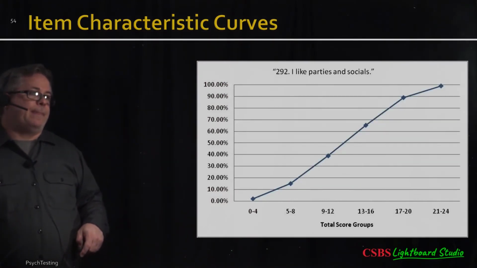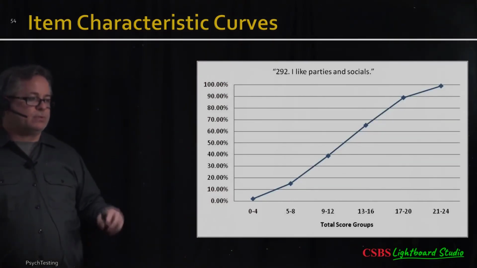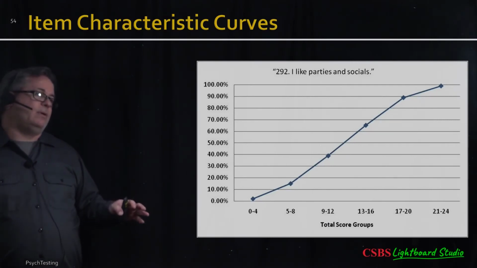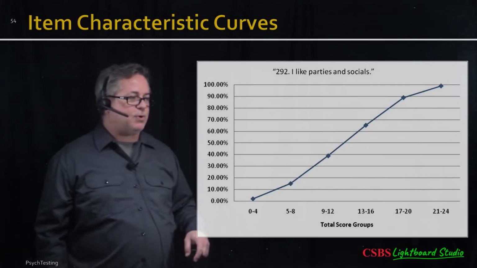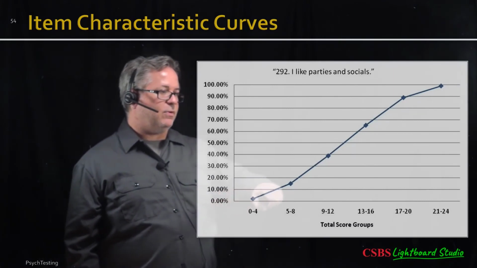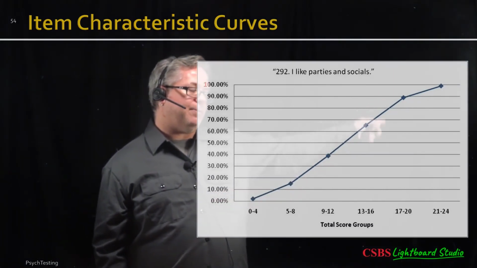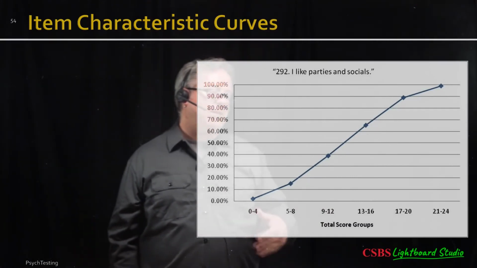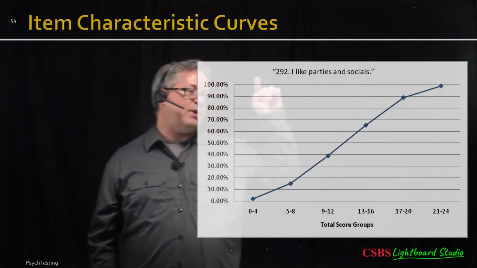Okay. I like parties and socials. Again, a reversed item. This is probably almost like a textbook S-shaped curve. It starts off near zero, goes up, curves around. It's reverse coded. So if you're low on social anxiety, you have to think about this as, I don't like, or if you said no to parties.